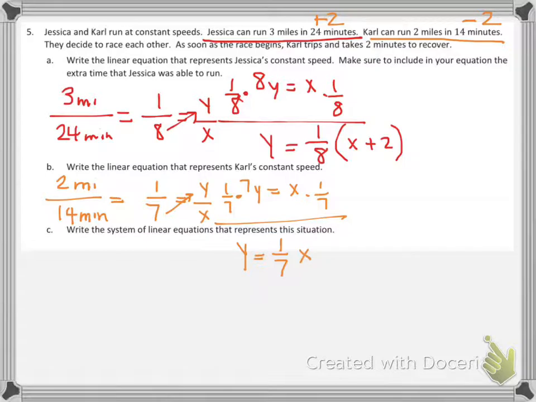So there's our system. And we just use our bracket and we write those 2 equations. y equals 1/8 times x is 1/8 x. And 1/8 times 2 is 2/8. Or I could simplify 2/8 to be 1/4. And then the other equation for Carl is y equals 1/7 x. And there's our 2 equations.